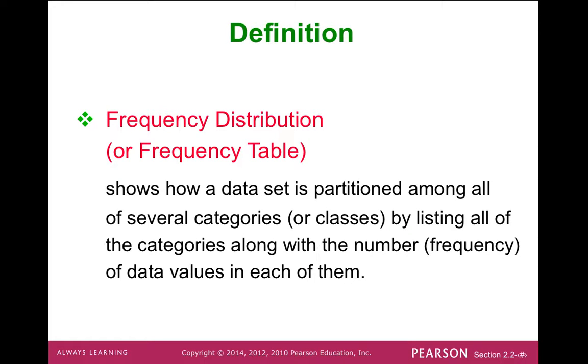So what is the definition of a frequency distribution? A frequency distribution also is called a frequency table. So the purpose of a frequency distribution is to show how a data set is partitioned among several categories. Those categories are also known as classes, and what you do is you list all of the categories along with the number or frequency of the data values in each of them. Now that may sound a little wordy, but let's keep going and you'll see that it's not really as complicated as it may sound.